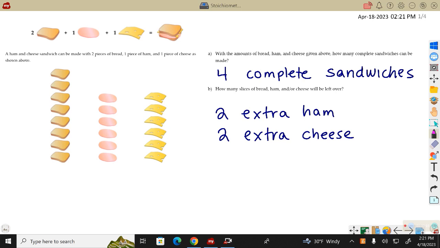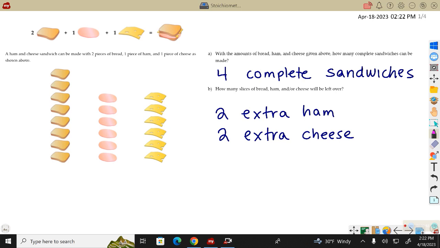The first was a simulation that we had done early on in this unit where we were given a recipe for a ham and cheese sandwich. We want to know, with the amounts of ham, cheese, and bread that we have, how many complete sandwiches can be made. So I have to look at the ratio from my balanced equation. This ham and cheese sandwich requires 2 pieces of bread, 1 piece of ham, 1 piece of cheese.